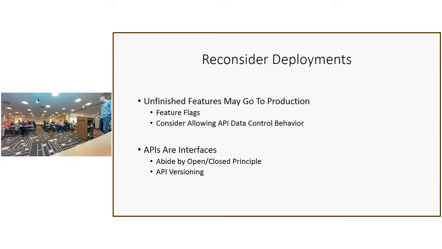And then I've already talked about this, but one of the other things we need to consider with deployments now in this new world is your APIs are interfaces. And because they're interfaces, they have to abide by the open-closed principle. If you make a breaking change to that interface, undoubtedly you will break clients. So you must be using an API versioning strategy. I think that's old. You guys know that by now, right?